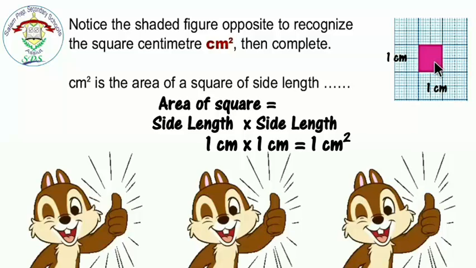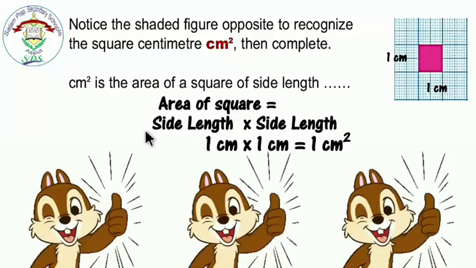Please look at this figure. This figure is a square. Its side length is 1 centimeter. Okay? This is 1 centimeter, this 1 centimeter, this 1 centimeter, this 1 centimeter. Okay? Square centimeter is the area of a square of side length 1 centimeter. Please pay attention with me.